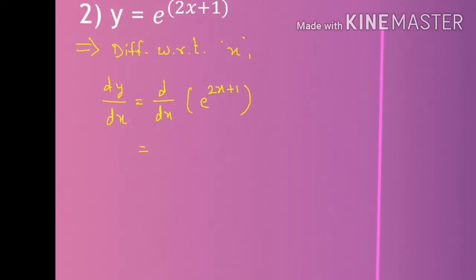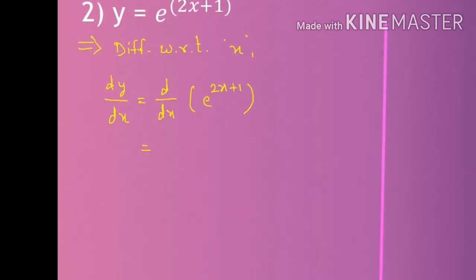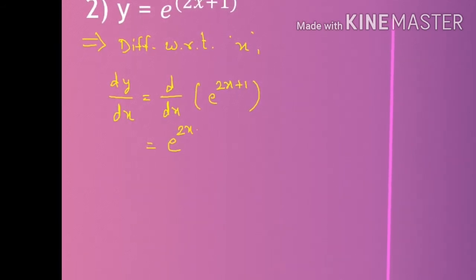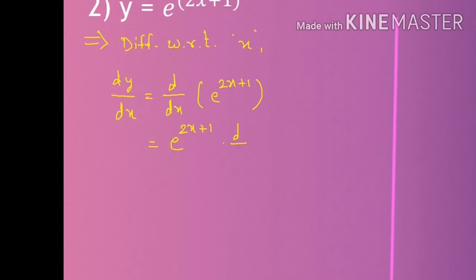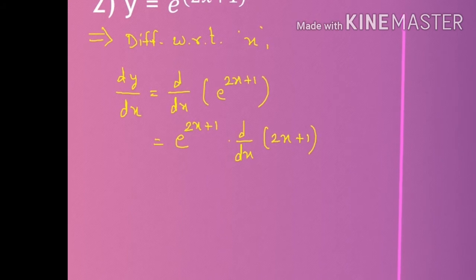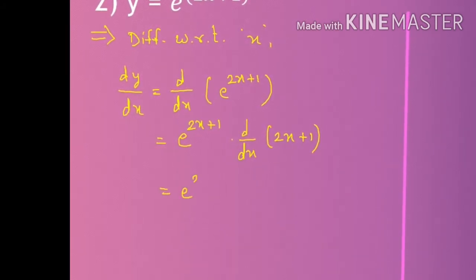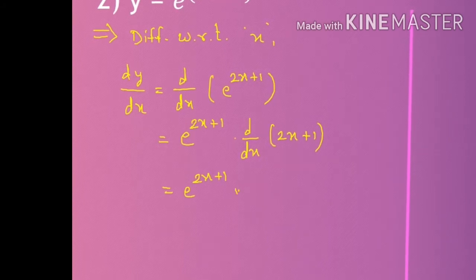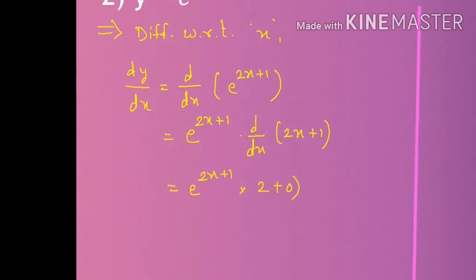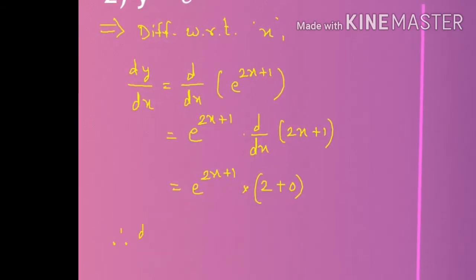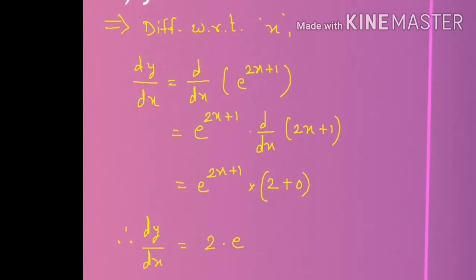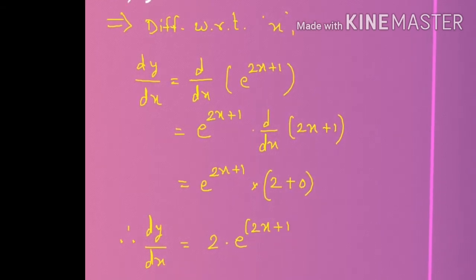Correct? Now just now we have seen the derivative of e raised to x is e raised to x only. So here d dx of e raised to 2x you will get the same, that is e raised to 2x plus 1 into d dx of 2x plus 1, because it is a composite function. And so over here you get e raised to 2x plus 1 into, now derivative of 2x will be 2 and derivative of 1 will be 0. So you get dy by dx is equal to 2 into e raised to 2x plus 1.